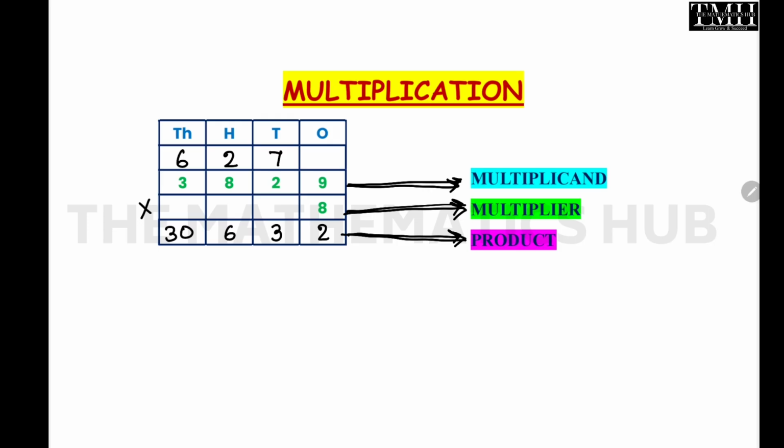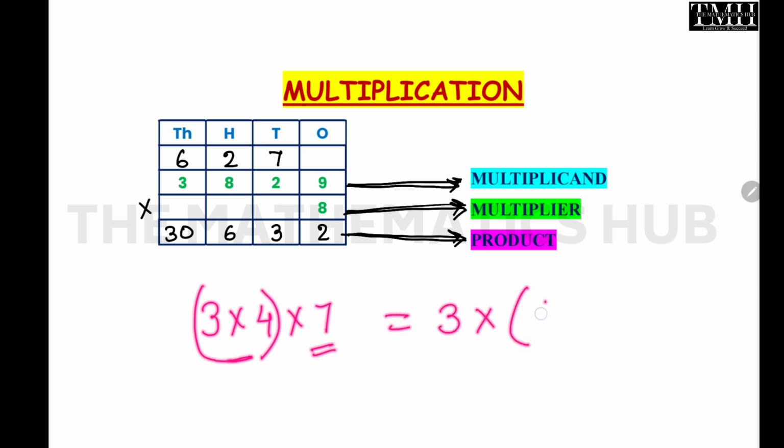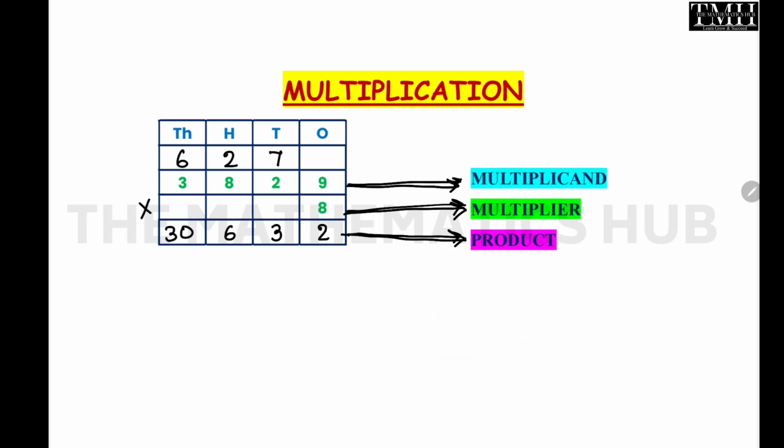When 3 or more numbers are multiplied together, the product is the same regardless of the grouping of the numbers. That means 3 multiplied by 4 multiplied by 7. If we multiply these two numbers at first and then the result is multiplied with 7, we will get the same answer as when we make a group of 4 and 7 and then multiply that result with 3.